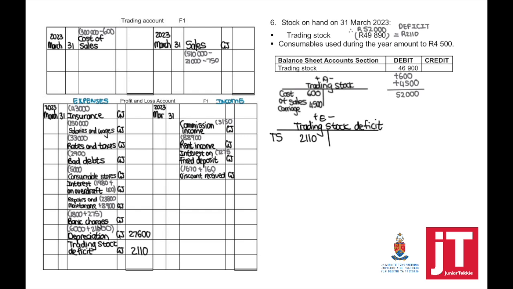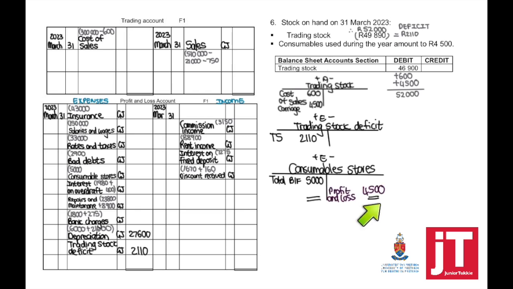Now, consumables, please be careful. It's asked a little bit different than what you used to know. It says there, consumable stores used amount to 4,500. So from the pre-adjustment trial balance, we've got 5,000 as a total brought forward. We've used 4,500. So that amount should appear as your final figure in the profit and loss account, which means that the difference will be 500, which will go to consumables on hand.